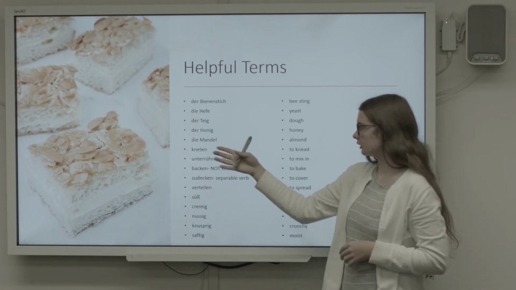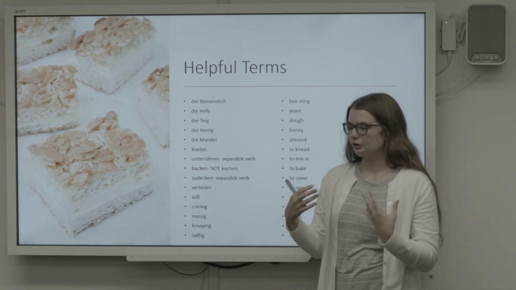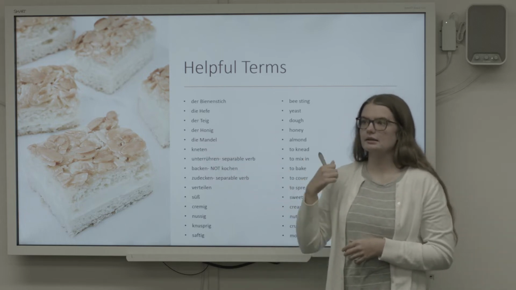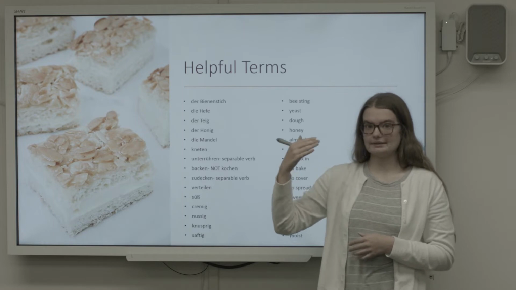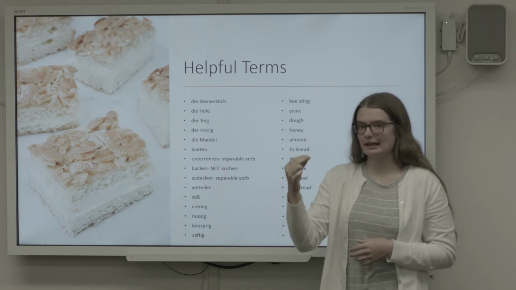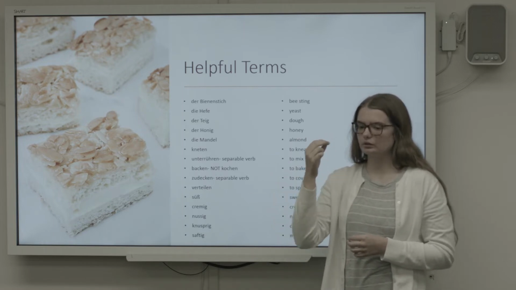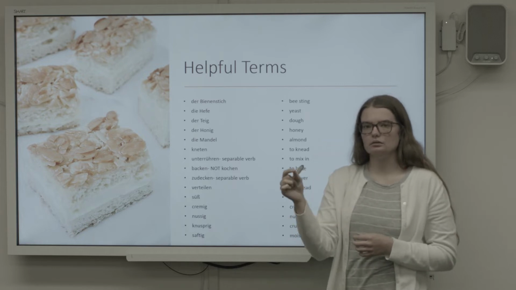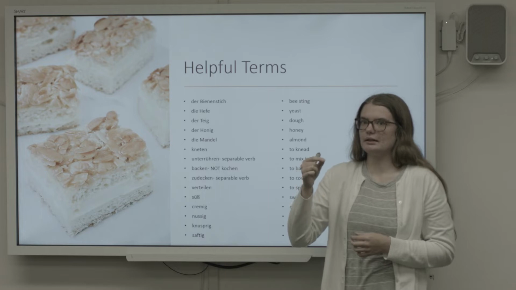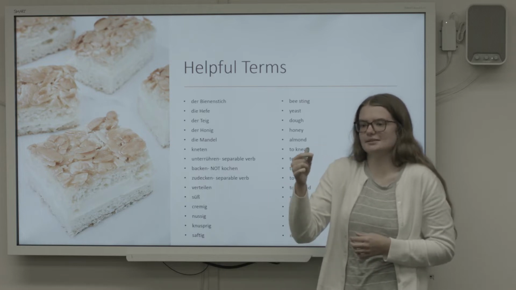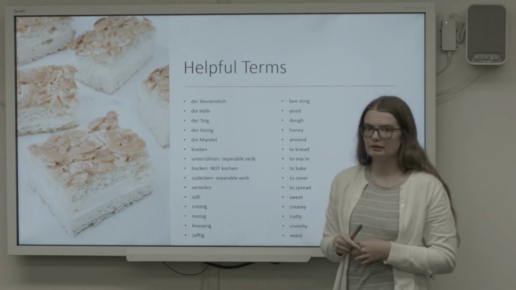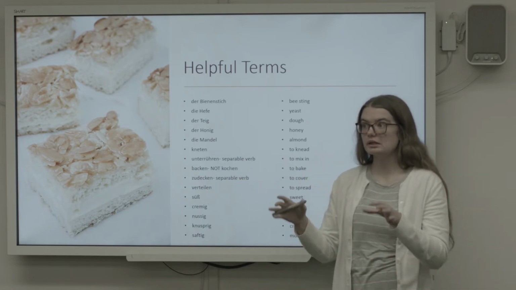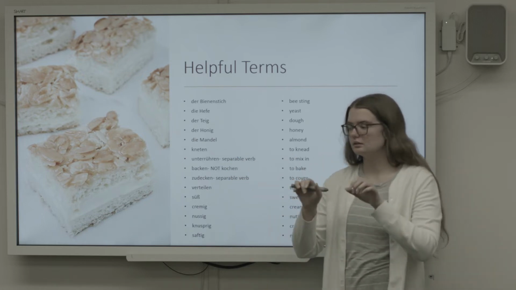So then some verbs to help you learn how to make the cake. Kneten, ich knete, du knetest, sie es knetet. You have to remember when you're conjugating to add that extra E in there so that you're not saying du knetst. So just remember to add that extra E. And that means to knead, so it looks a lot similar. So ich knete den Teig.